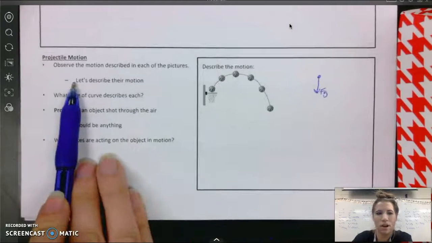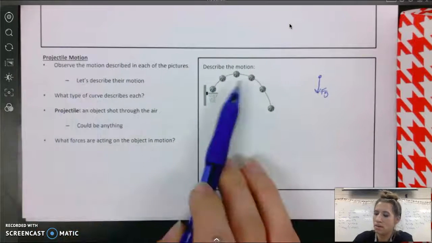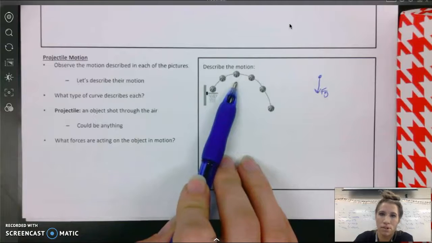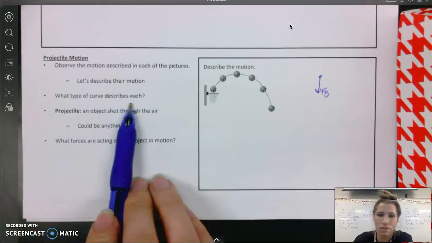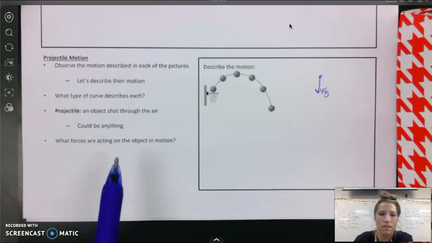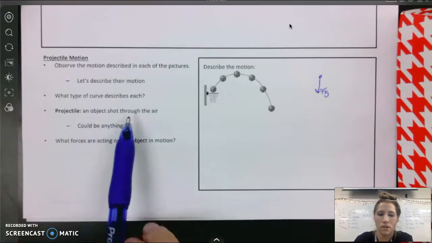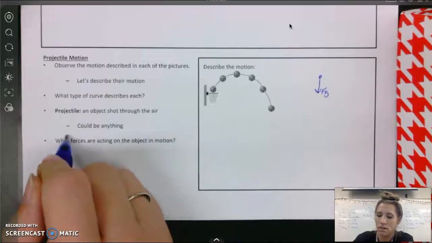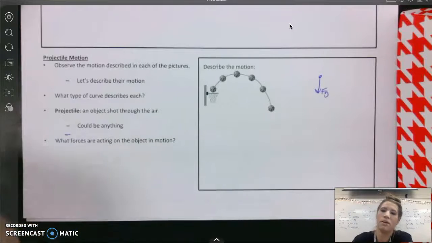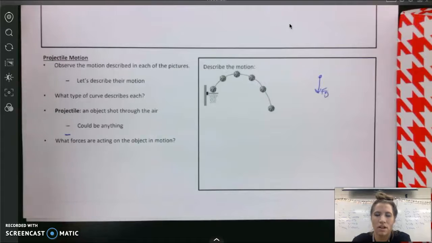So first thing, let's describe the motion. It's always a parabolic motion, like a parabola, and that's the type of curve that would be described. It's an object shot through the air. It could be anything. We should also add a second bullet point there that, like I said, it doesn't have an engine. It's not self-propelled, okay?